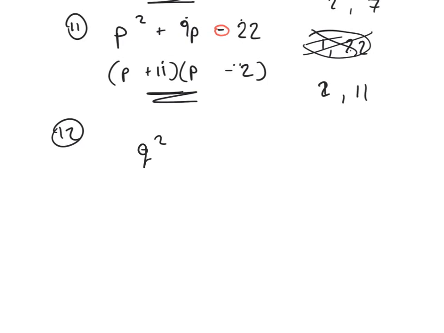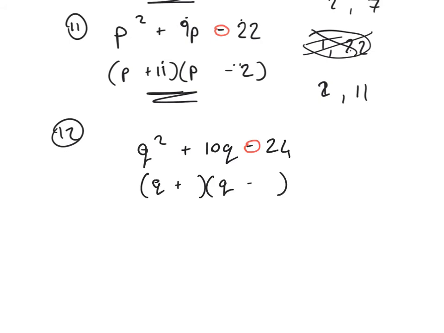q squared plus 10q minus 24. Okay, so we multiply together to get a negative result. So that means that the two numbers that multiply together to give that negative result must have had different signs, a plus and a minus.